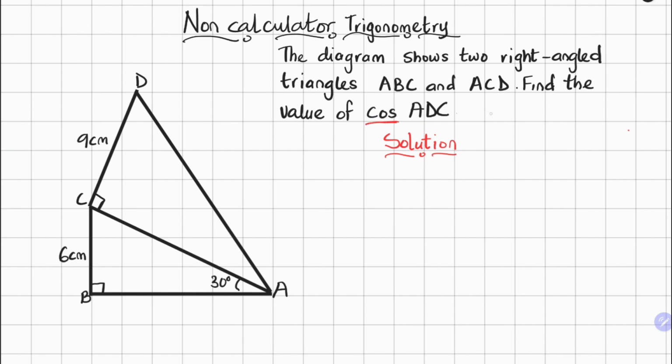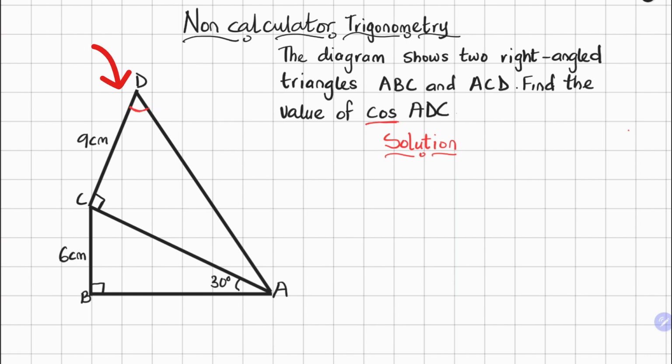Cosine ADC. Now, the first thing you need to identify on the diagram is the angle, because if we're being asked for the cosine, it means we're being asked for the cosine of a specific angle. Where's the angle? The angle is ADC. So we are looking for the cosine of this angle here.